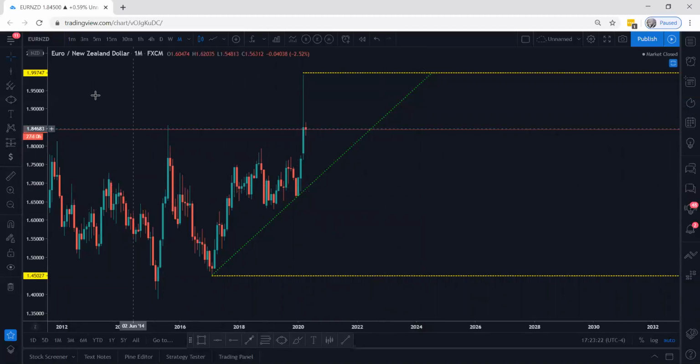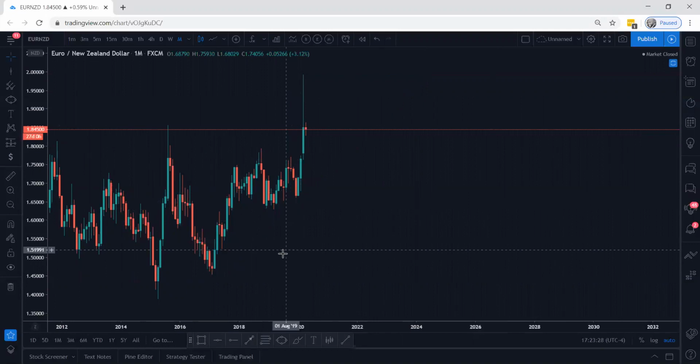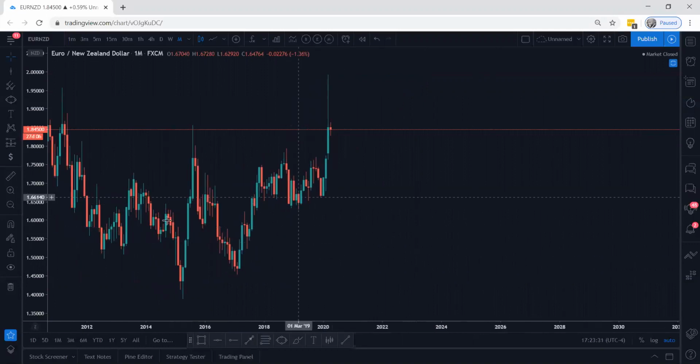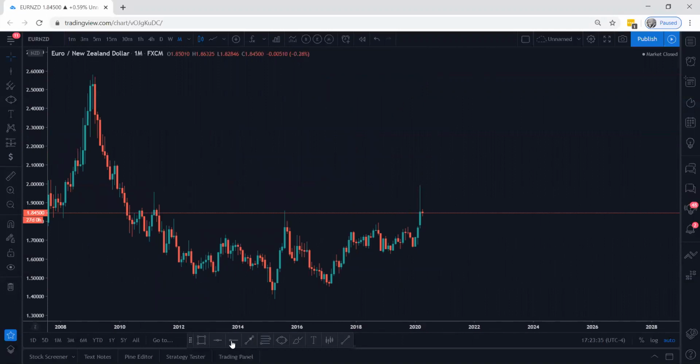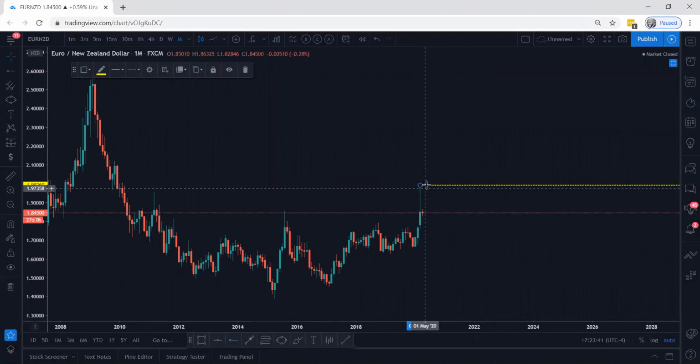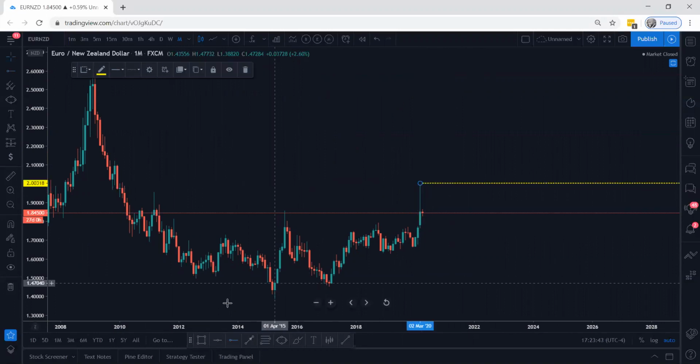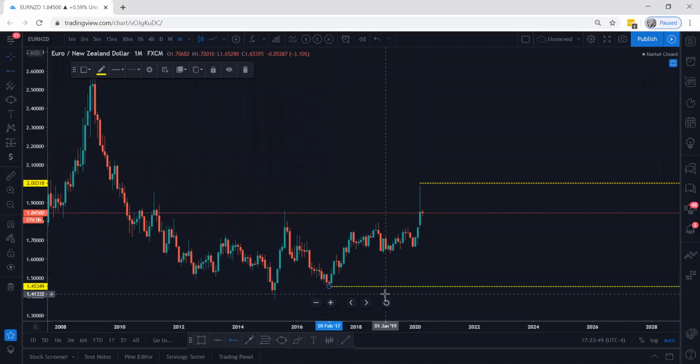So this is Euro NZD, so Euro New Zealand dollar. We've been watching this one as a team. So on the monthly, you're going to mark up your highs and your lows. Now, as you can see, last month, price really spiked up. I'm going to use this as my high and my low.